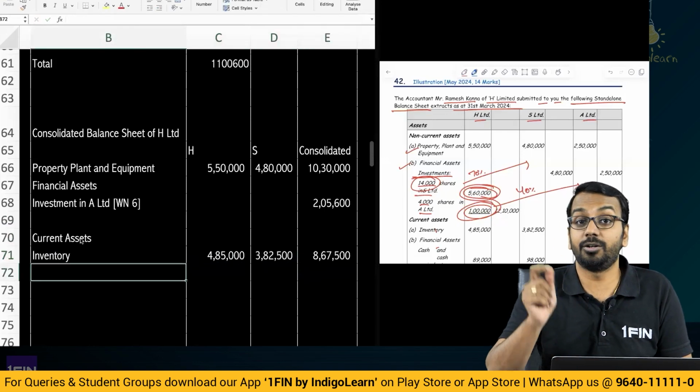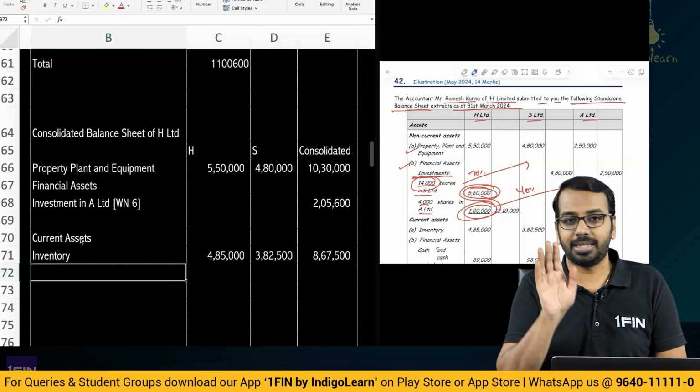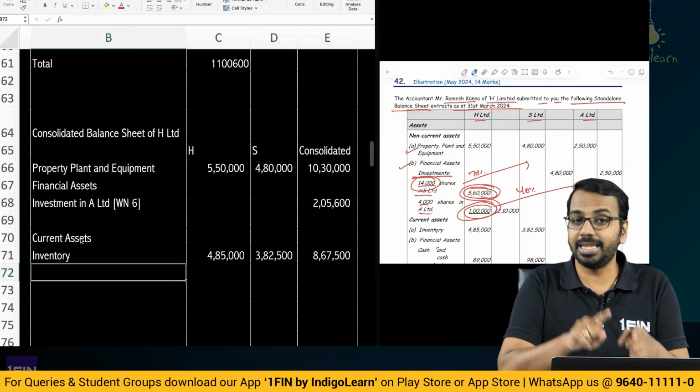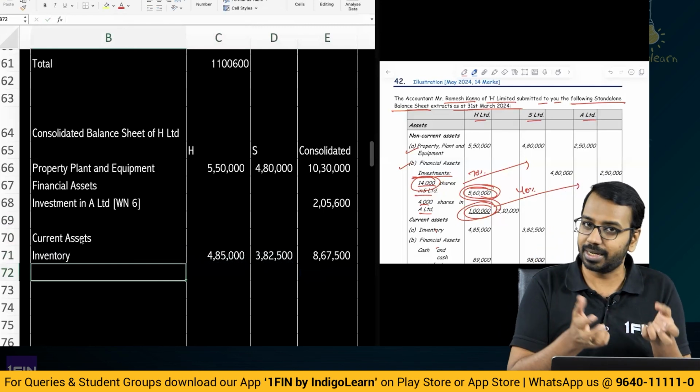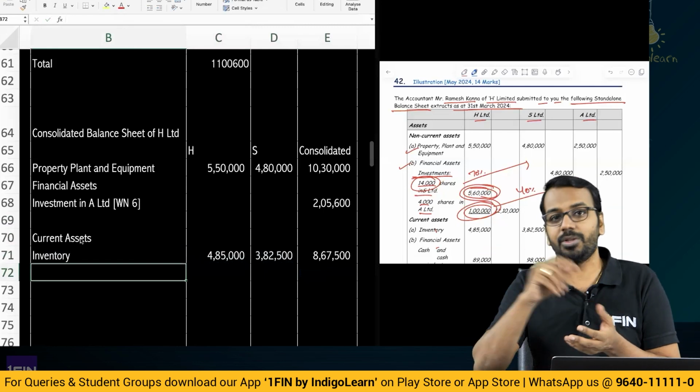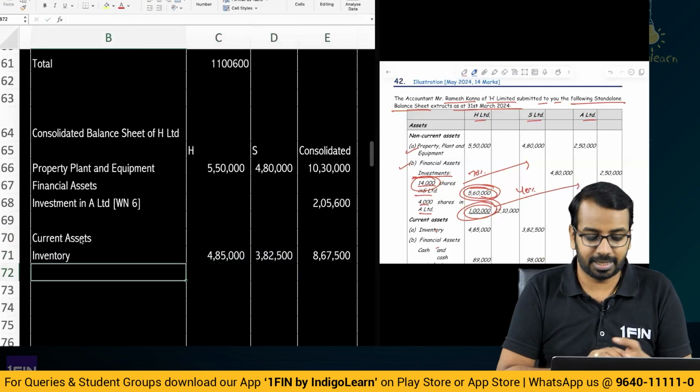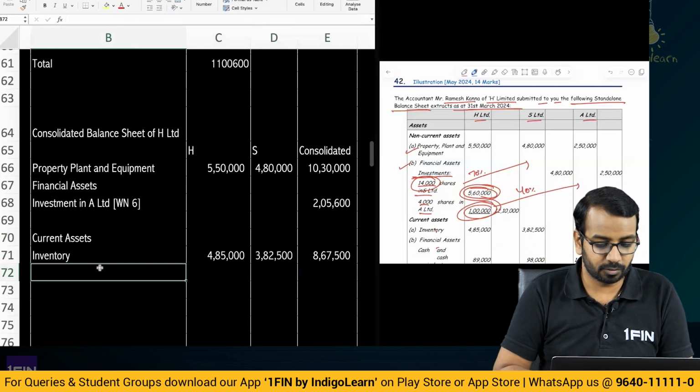A lot of students tend to reduce the unrealized profit from this inventory. That should not be done because that inventory is now with associate. We don't have inventory in our books. We have net assets from the associate. So we reduce it from the net assets. Okay. Then coming to financial assets.